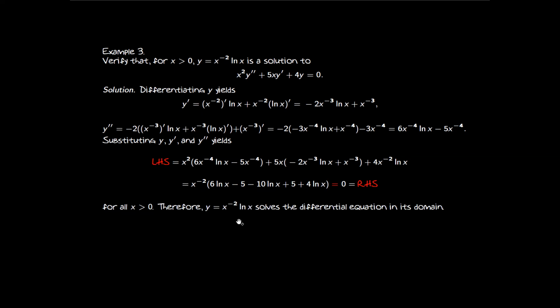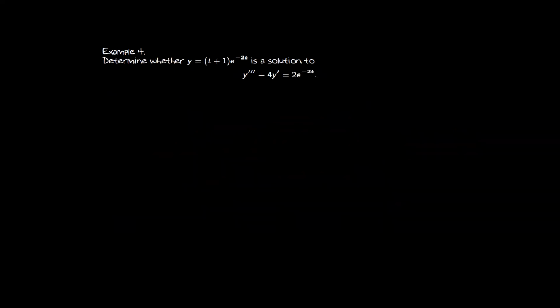Example 4. The way this problem is posed is different from the first three examples. So for this one, we're not sure whether or not this function y equals t plus 1 times e to the negative 2t is a solution or not. We need to make a decision. But the strategy is going to be the same. We simply plug this into the equation and say whether or not it's going to make the equation true.